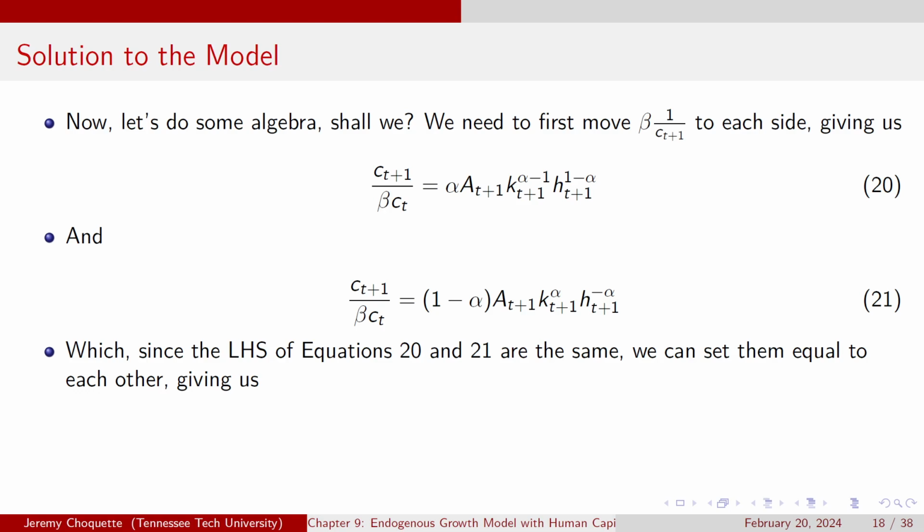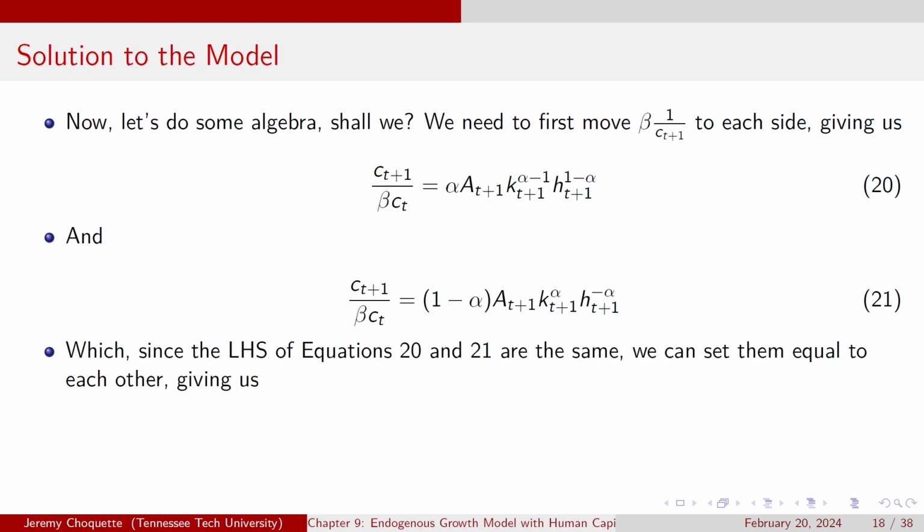And the left-hand sides of equations 20 and 21 are the same, right? It's just c_{t+1} over beta times c_t. And it's not a c_{t+1} over c_t for physical capital and a different c_{t+1} over c_t for human capital. They're just the same. It's just c_{t+1} and c_t. Now, c_{t+1} and c_t are not the same. They can be, but here they're not required to be the same.